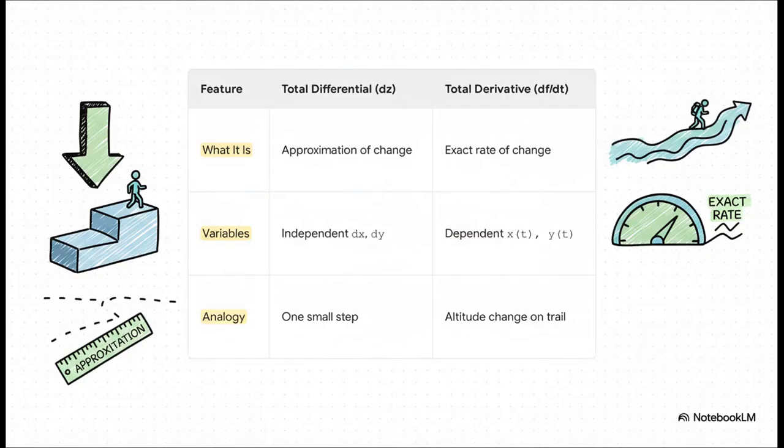Okay, let's put these two big ideas side by side, because it really helps. The total differential, dz, that's all about a single, static step. It gives you an approximation of the change. The total derivative, df over dt, that's about continuous motion along a path, and it gives you an exact rate of change. See the difference? One's a discrete step, the other's a continuous flow.